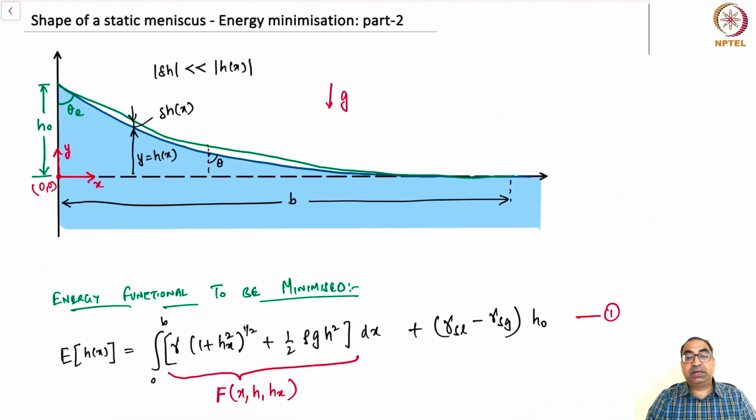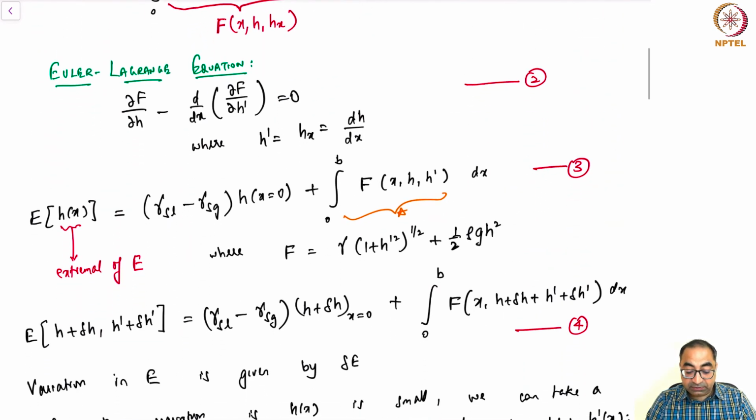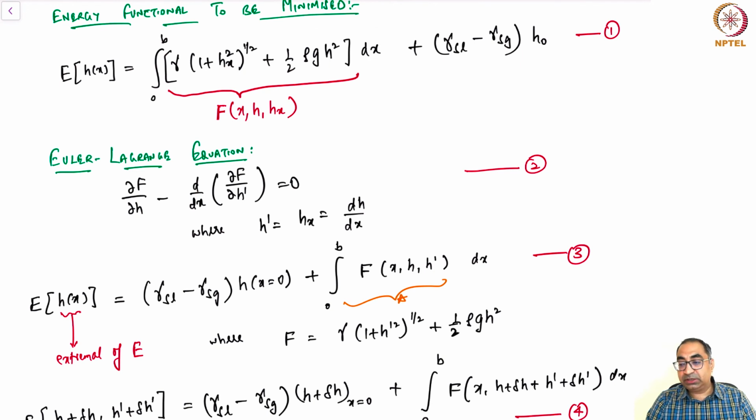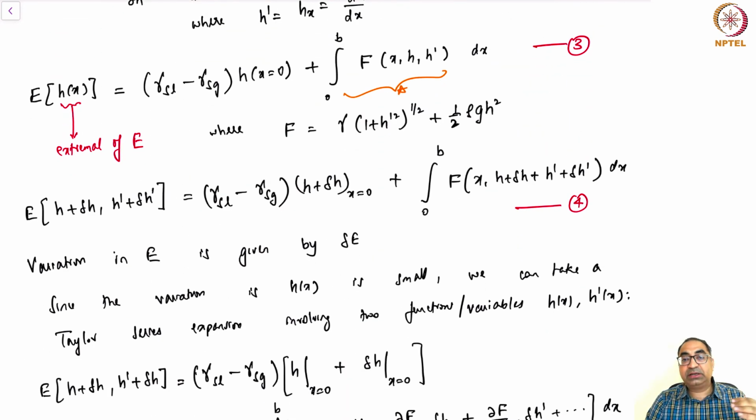We started the analysis by looking at the energy minimization of an interface. Two lectures ago, we derived the energy functional. We called it the functional because this energy itself depends on another function, h of x. We also found that the quantity in the integral, which we called capital F, is similar to a Lagrangian. This quantity F has to satisfy the Euler-Lagrange equations.